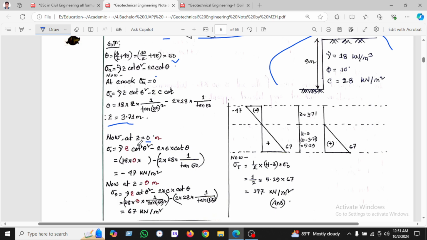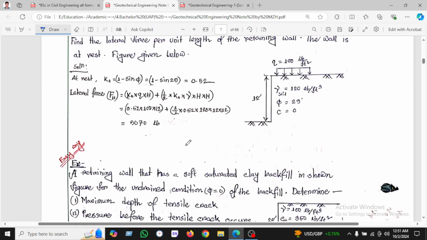Now when the z equal to 0, then stress equal to minus 47. When the z equal to 9, then stress equal to 67, and T equal to half into height minus Z, that means this portion, which is 5.2 and 60.5. Okay, so we can see another way. Find the lateral force of the retaining wall given here, and the figure below, wall is rest. So K equal to 52 and lateral force K gamma is half into and found 50.7.